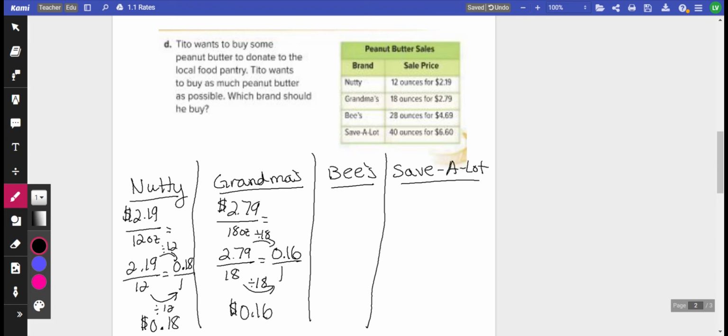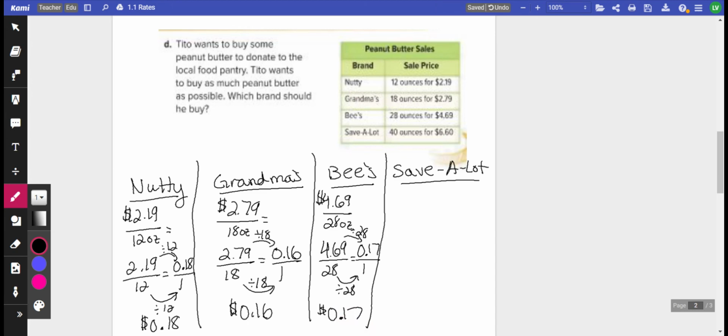So let's try Bees. $4.69 for 28 ounces. So I'm going to rewrite this to where it's just my numbers. 469 divided by 28. In order to get my unit rate, I have to divide my denominator and numerator by 28. 469 divided by 28 gives me, rounded to the nearest hundredth, 17 hundredths, which is 17 cents. So far, Grandma's is still the cheapest.